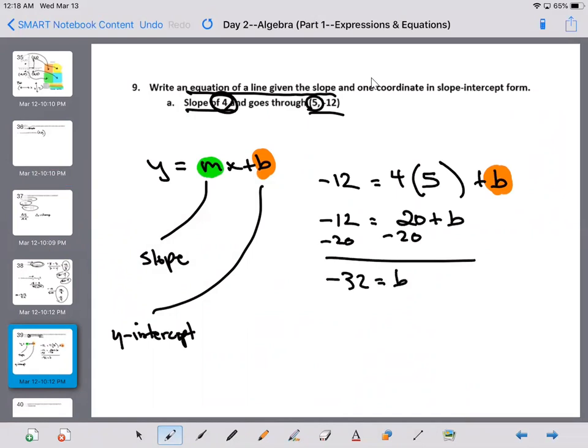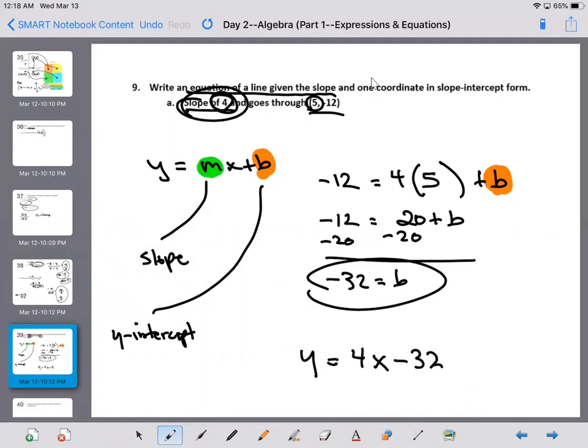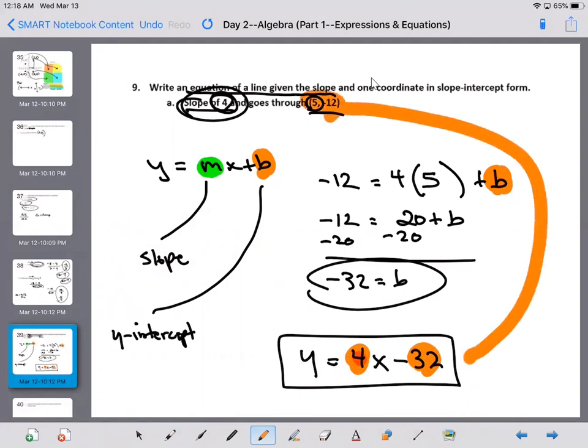So I've got my intercept, I know my slope, so my equation would be y equals 4x minus 32. This equation has a slope of 4, an intercept of -32, and it's going to go through this point of 5, -12.